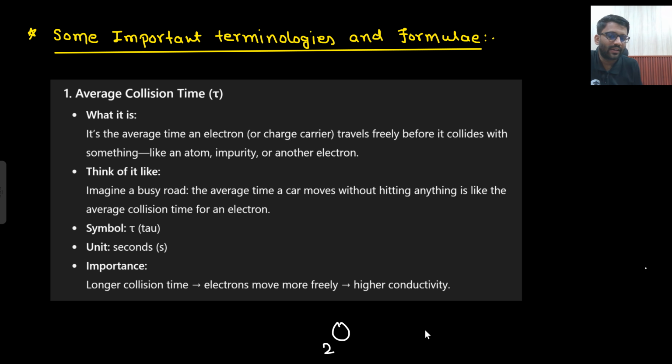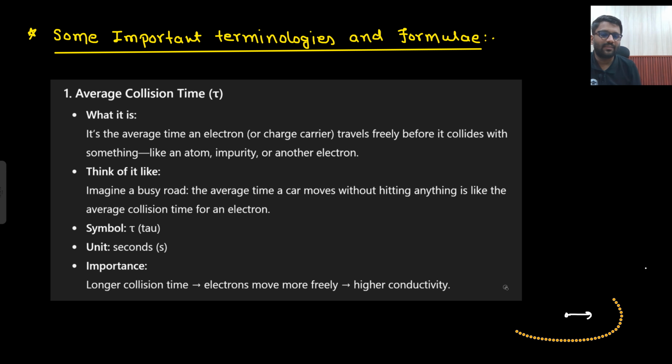First collision happened at 2 seconds. Second collision happened at 10 seconds. That means it is able to move freely in a better manner. Electrons are moving in a better manner. If electrons are moving more freely, what does that mean? Conductivity will be high. Because I told you, for conductivity, electrons have to move. And if they are moving more freely, conductivity will be high, right? So high collision time means higher conductivity.